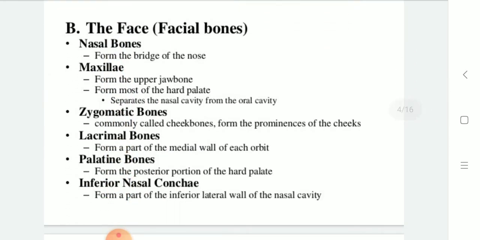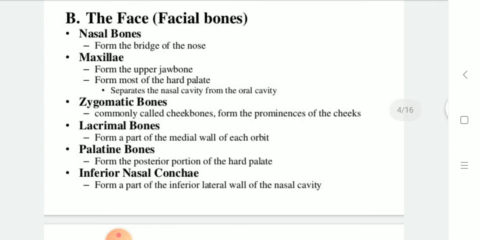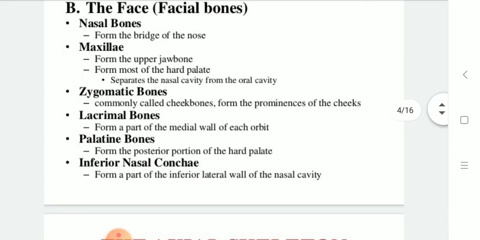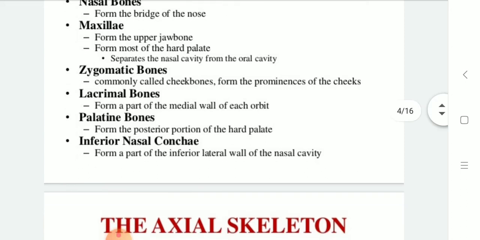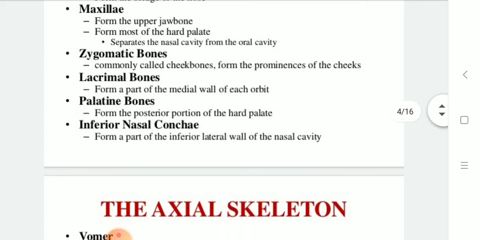The face, facial bones. Nasal bones form the bridge of the nose. Maxillae form the upper jawbone and most of the hard palate, which separates the nasal cavity from the oral cavity. Zygomatic bones, commonly called cheekbones, form the prominence of the cheeks. Lacrimal bones form a part of the medial wall of each orbit.